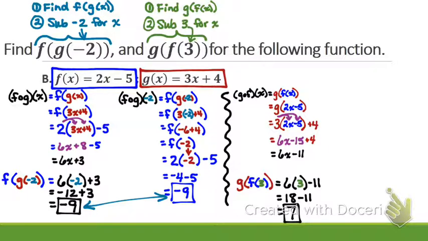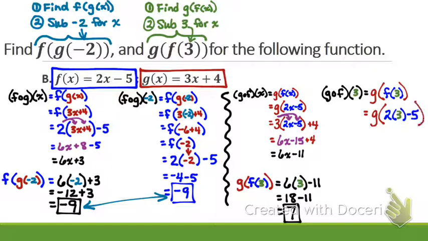So I would start it almost the same, g of f, but then I do my substitution here. That would be equal to g of f of 3. So I'm going to start with my inside function. f of x is 2x minus 5. So I have 2 times 3 minus 5 here.